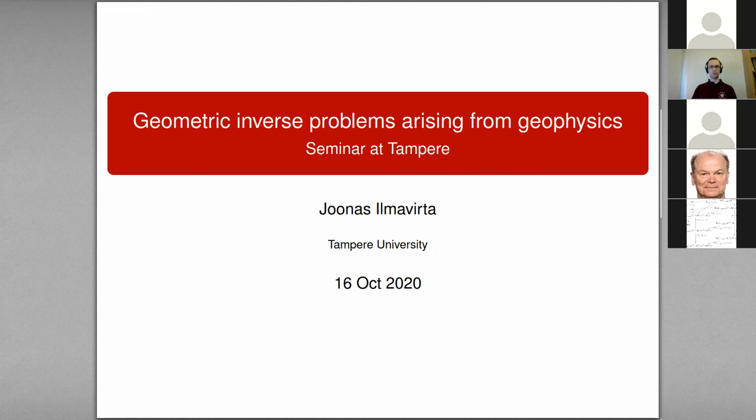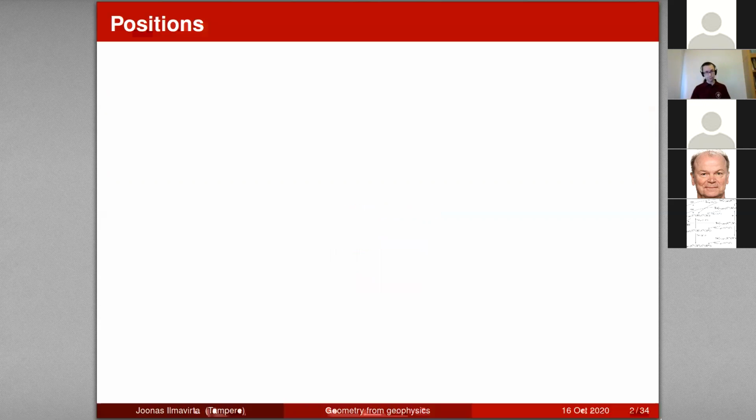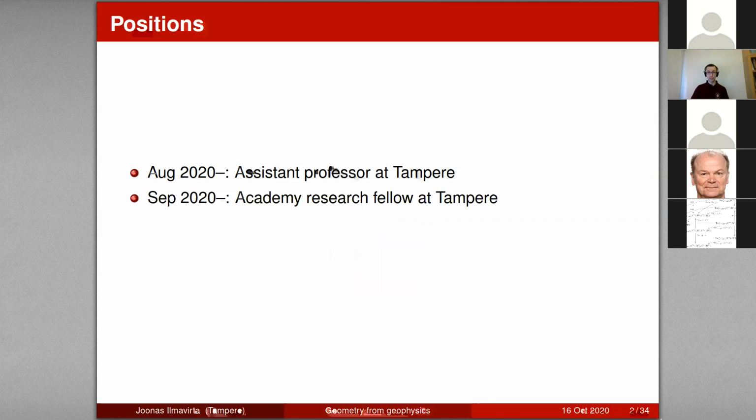Before going on to this mathematical talk, I want to give a little bit of background, just to give everyone a heads up of where we are going. About the positions, as Lassi already mentioned: starting August this year, I'm an assistant professor here at Tampere on tenure track, and from the beginning of September, also an Academy Research Fellow. Also from the beginning of September, I'm a lecturer at the University of Jyväskylä, but I'm currently on leave from Jyväskylä, so I'm working at Tampere.